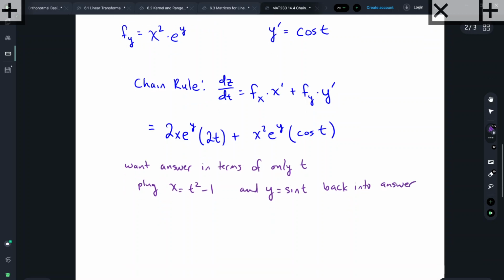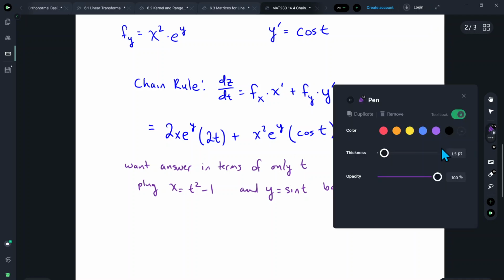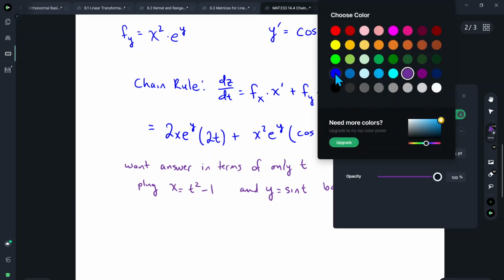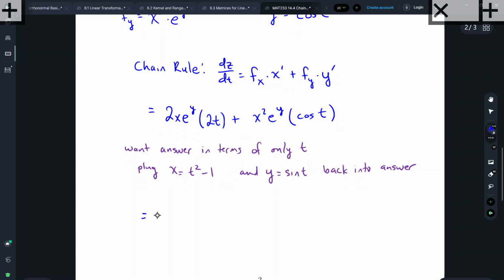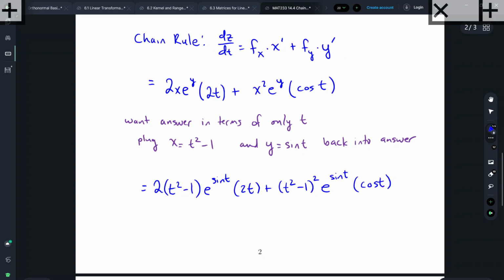Okay, so let's do that. Plugging this into x and this into y, what do we get? 2 times x, which is t squared minus 1, e to the y, which is sine t, times 2t, plus x squared, so you have t squared minus 1, squared, e to the y, so I get a sine t there, and that thing times cosine t. Okay, so that's what we get.